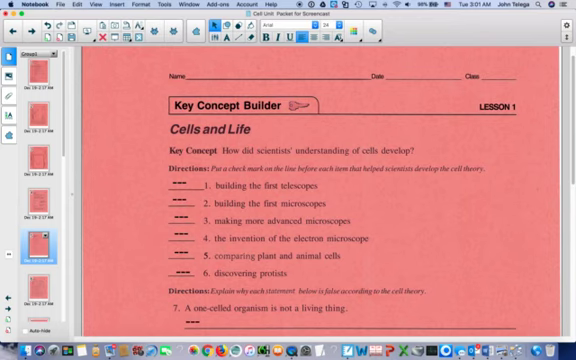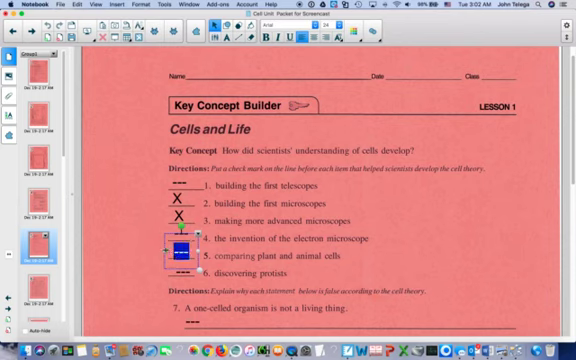The first thing it wants us to do is to check all scientists understand cell development. So how did scientists understand cell development? Put a check mark on the line before each item that helps scientists to develop cell theory. Building the first telescope is not what helped them, but definitely building the first microscope helped. Making more advanced microscopes, that also helped in developing cell theory. And then the invention of the electron microscope did not help with cell theory. It helped with other things, but not cell theory.